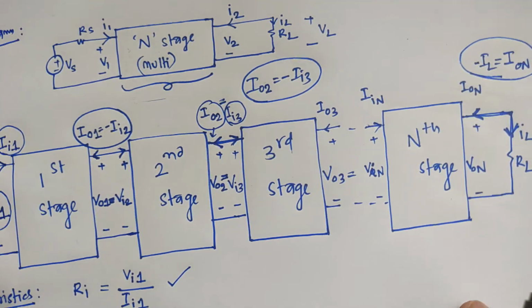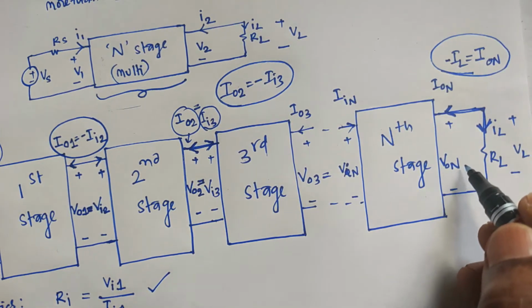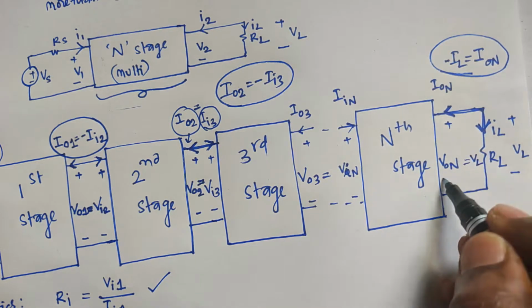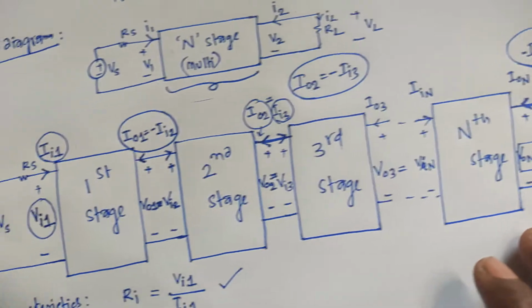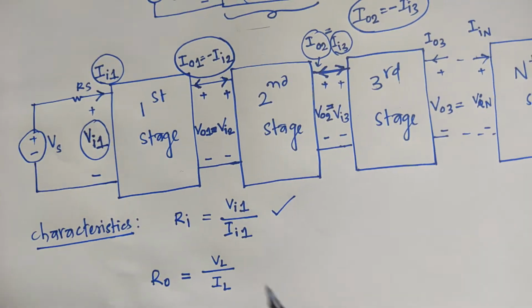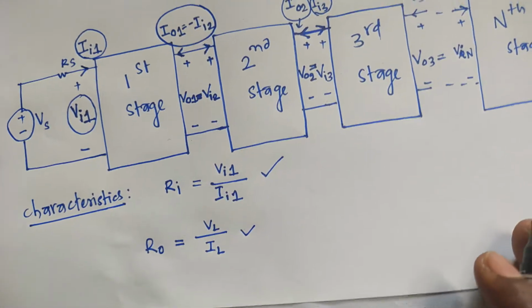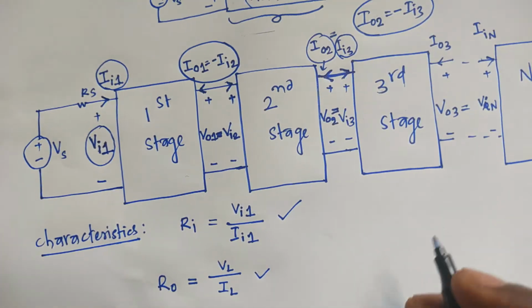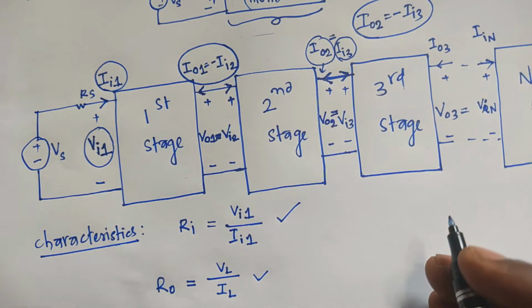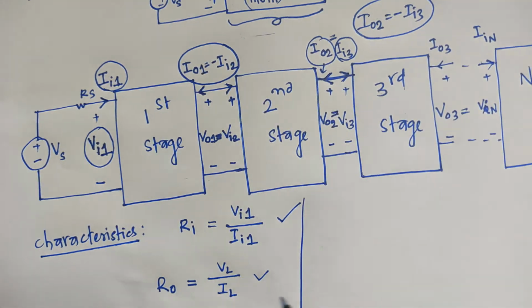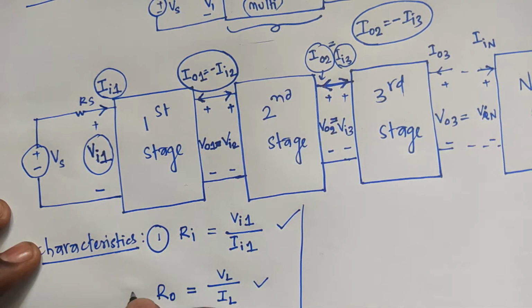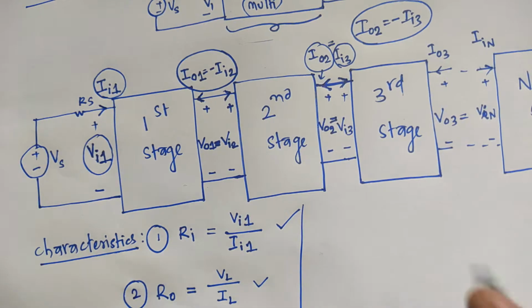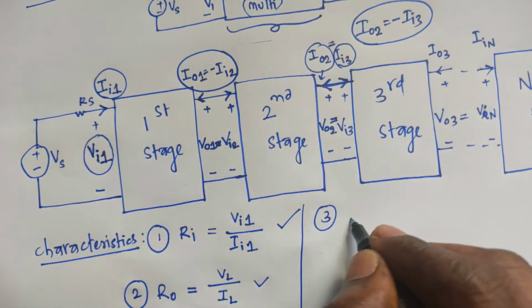Okay. So based on, similarly, V0N is equal to VL. Their voltages are same, currents are different. Based on this concept, you can calculate input impedance and output impedance. Now we are going to calculate overall current gain. This is actual first characteristic, input impedance. Second one is output impedance, and third one is current gain.